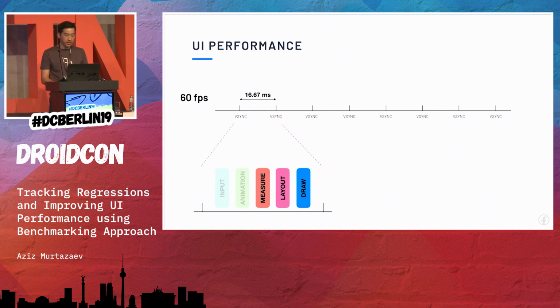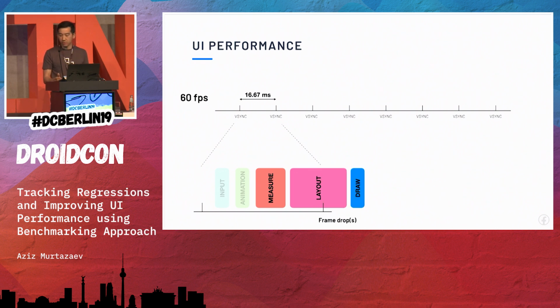If we skip the input and animation, because in most critical interactions they don't happen that frequently, we can see that measure, layout, draw are the central part of UI rendering. When these operations take a lot of time, the time it takes to complete one frame goes beyond that line. So it doesn't fit into a single frame, and the user experiences frame drops, or so-called jank.